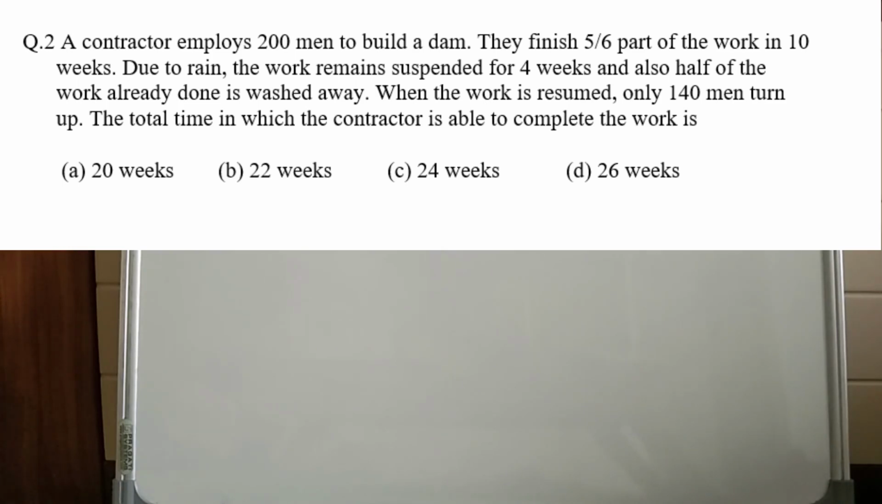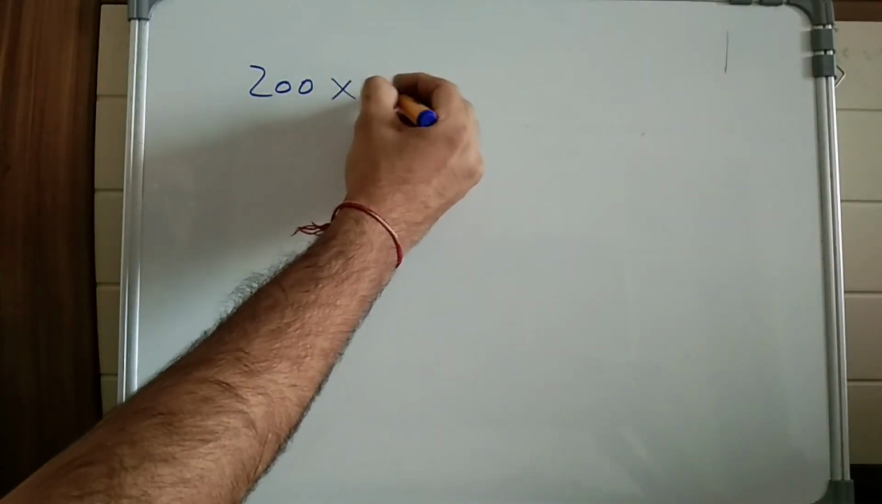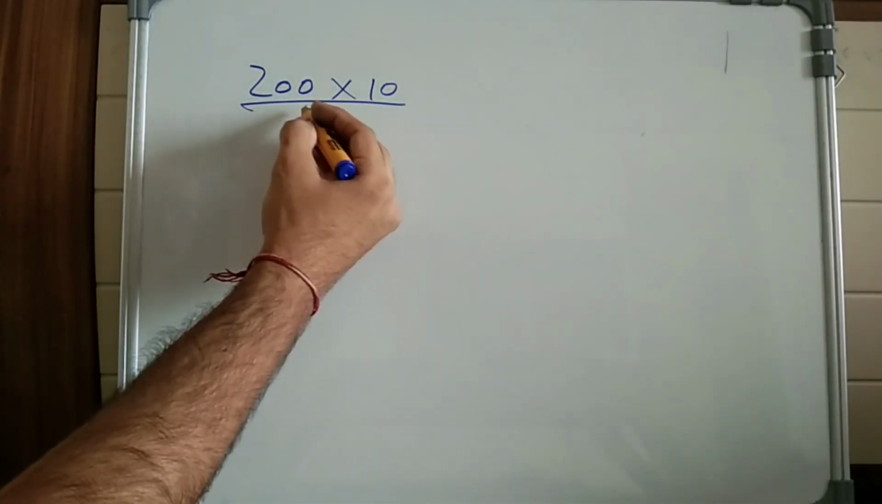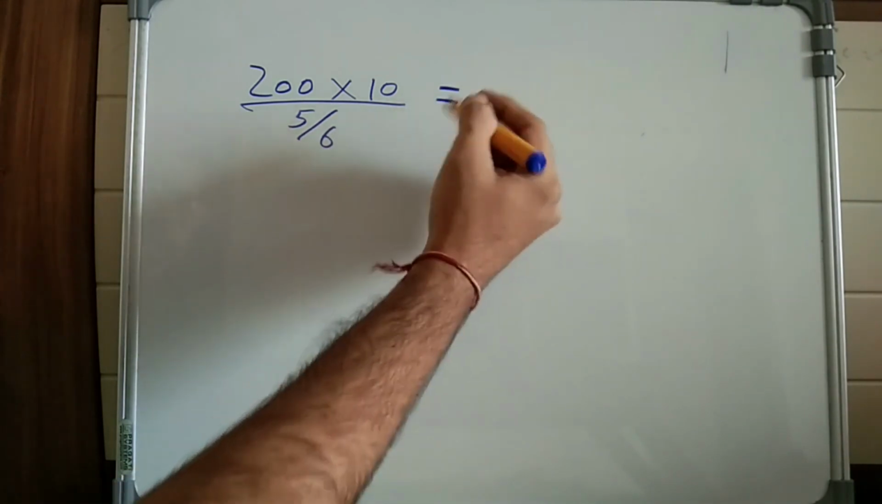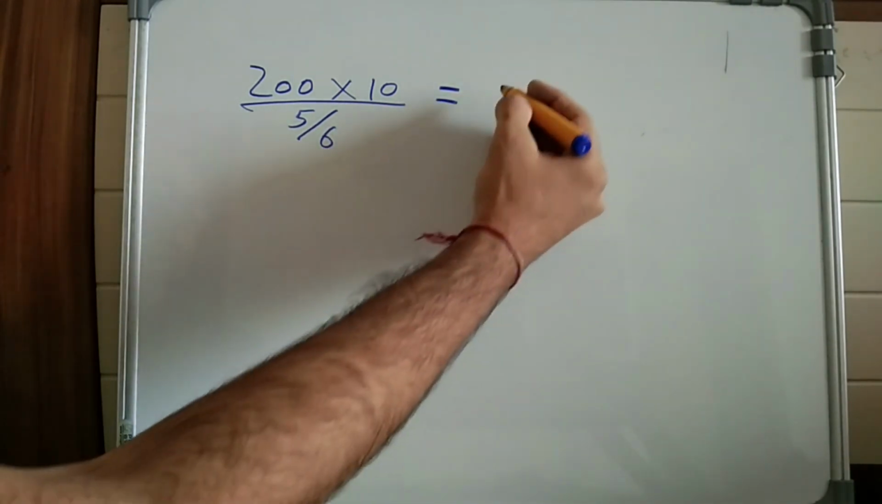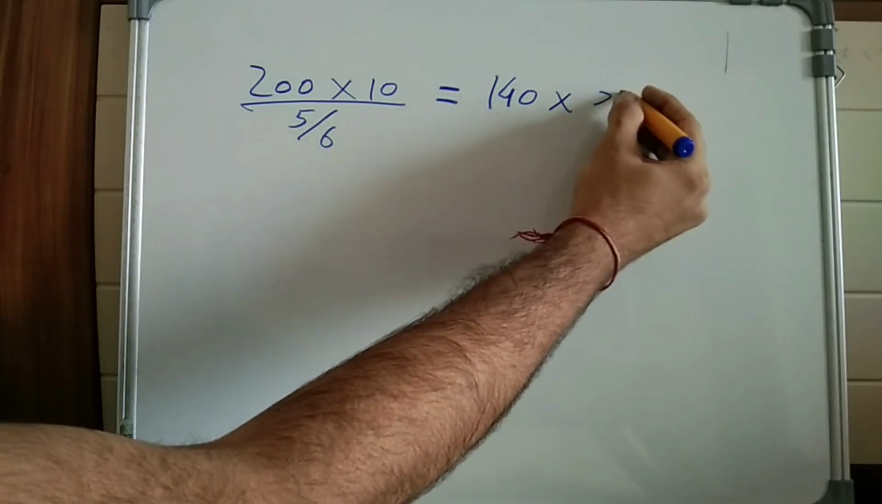Okay, so these kinds of questions are very prevalent when it comes to time and work. So initially there were 200 men. They worked for 10 weeks, and how much work did they do? They have done 5 by 6 part of the work, right? Now, when they resumed the work, 140 men were there. How many weeks? I don't know. So let it be X.